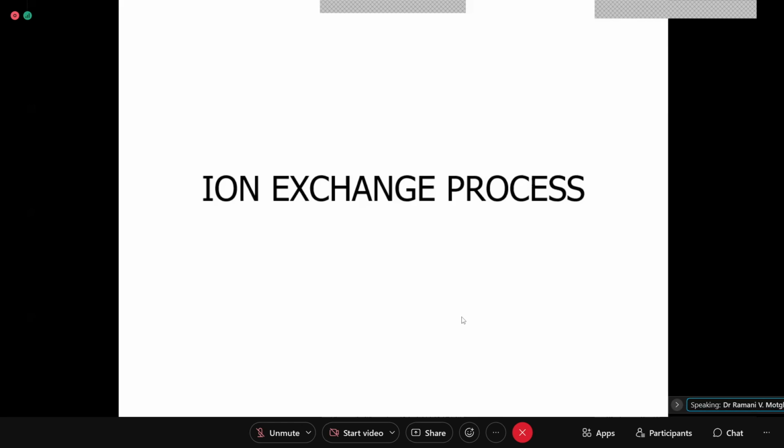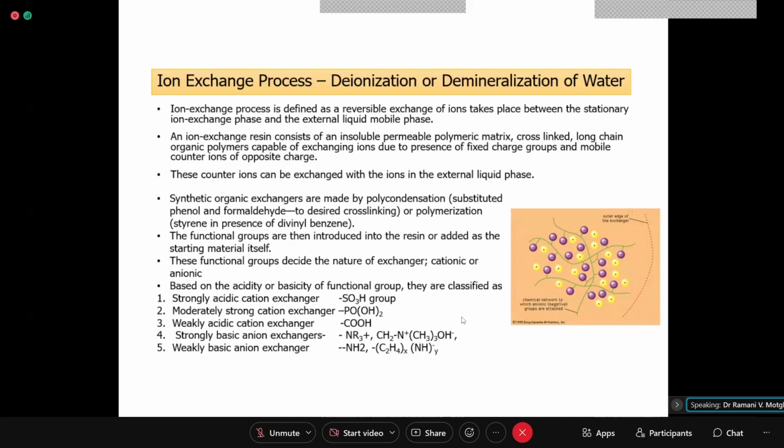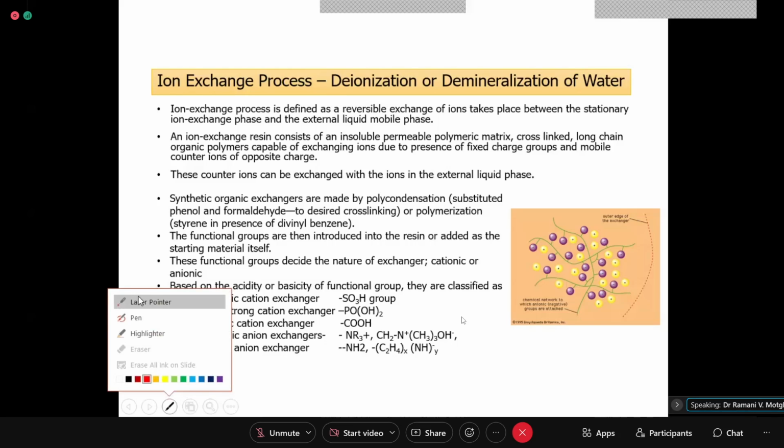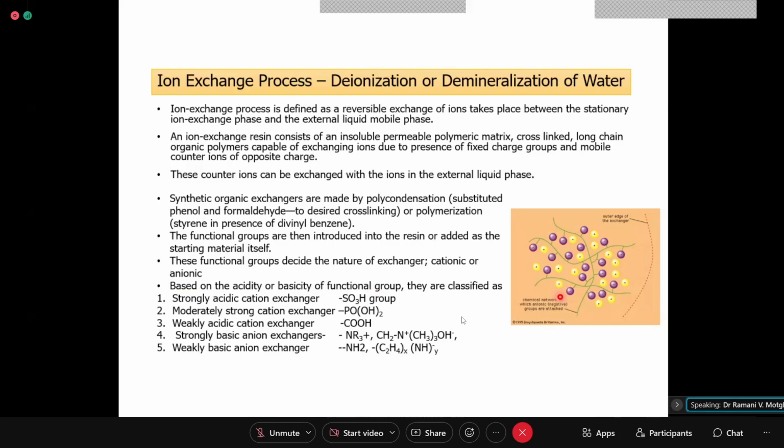Now, ion exchange process is one where synthetic resins are used, a polymeric matrix, and they are having certain fixed charge groups. They are termed as fixed because they remain fixed on it, and the counter ion can be exchanged. So the ion exchange process can be defined as a reversible exchange of ions between a stationary solid phase and a liquid moving phase. Ion exchange process will provide you deionized water, and it is defined as reversible exchange of ions.